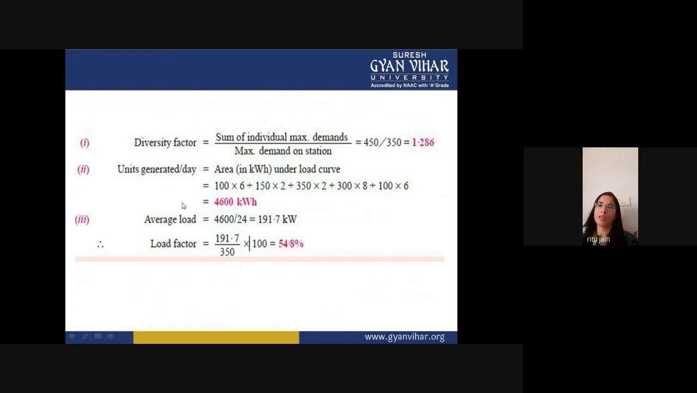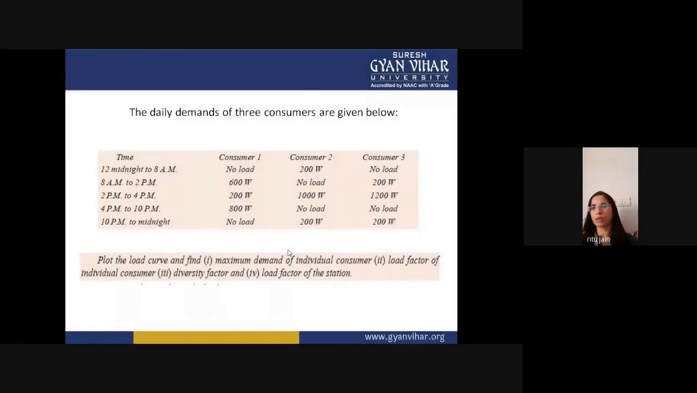Now you can easily calculate the average load, which is equal to unit generated per day divided by time. So it will be 191.7 kilowatt, and the load factor formula is average load upon maximum demand. So average load is 191.7 kilowatt, divided by your maximum demand. So it becomes 191.7 divided by 350 into 100, which is equal to 54.8%. So this is all about this numerical.